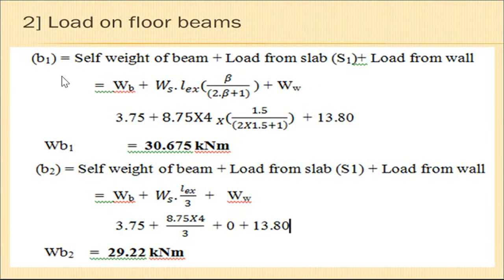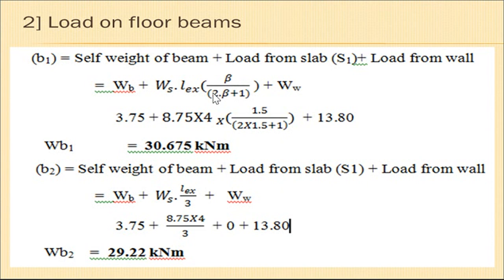B1 is related to the self weight load on the beam. B1 is the self weight of the beam plus load from slab S1, which is trapezoidal. That's why the load on the slab is multiplied by Lx, actually it is 6 meter by 4 meter, so this is 4 meter, and beta is the ratio of Ly by Lx.